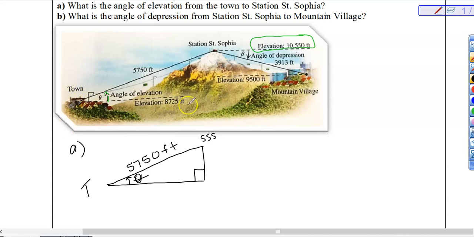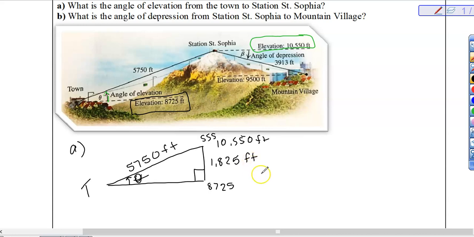Notice that the town has an elevation above sea level of 8,725. And then Station St. Sophia has an elevation that's almost 2,000 feet above that. So Station St. Sophia is up here at 10,550 feet, and the town down here is at an elevation of 8,725 feet. So there's a vertical distance between them of, what, 1,825 feet? Check my math. Okay, so there we have the information that's going to allow us to actually solve for theta.